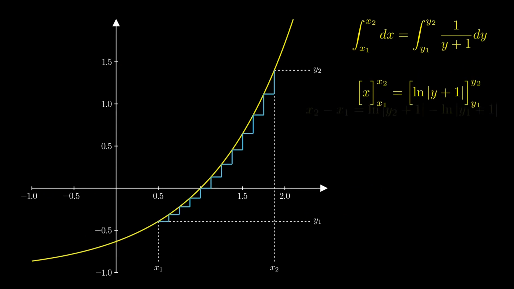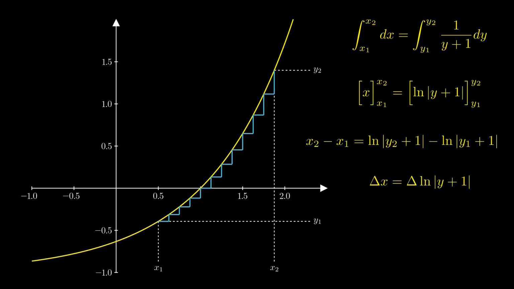Evaluating our two definite integrals, we find that for any 2 points on the function, the change in x is equal to the change in the value of ln absolute value y plus 1. In other words, if we're at a point on the function and we increase x by 2, then y must increase by an amount such that the natural log of y plus 1 also increases by 2. On our function, the value of x and the value of ln y plus 1 increase and decrease together, and therefore, we can say that ln y plus 1 is just equal to x shifted up or down by some constant c.